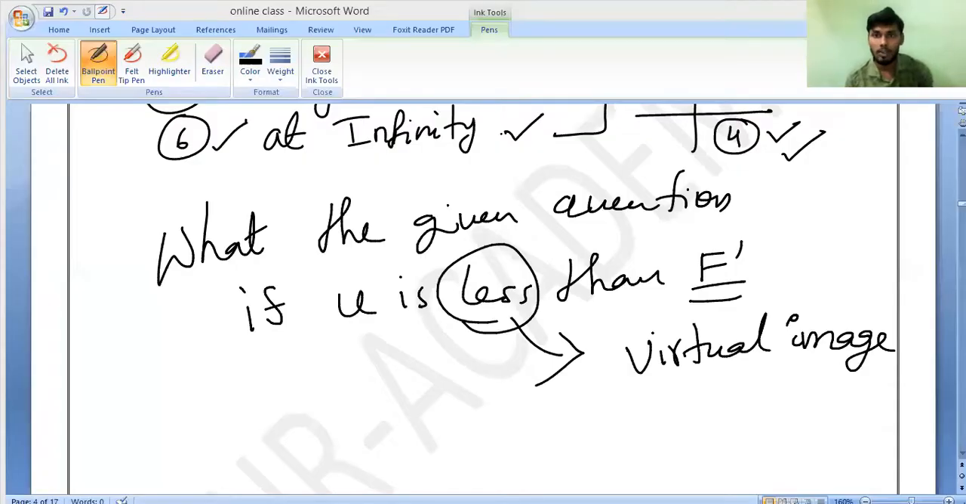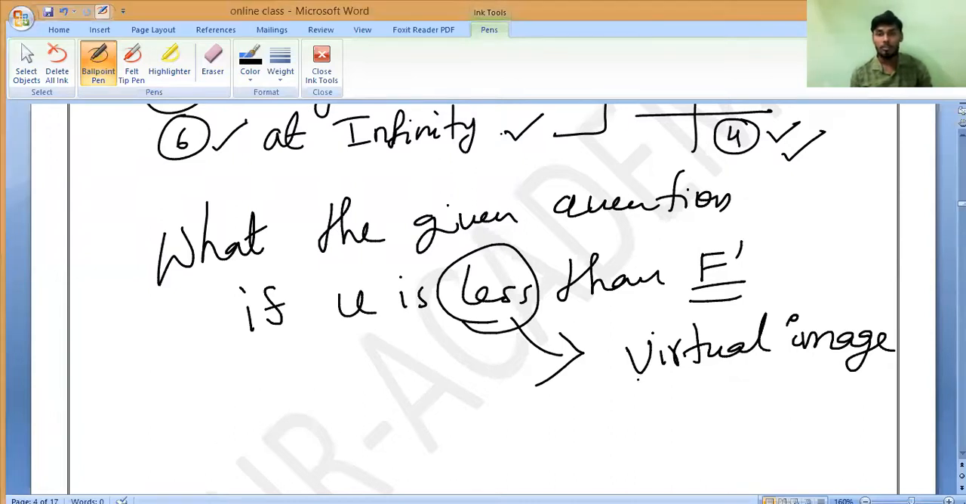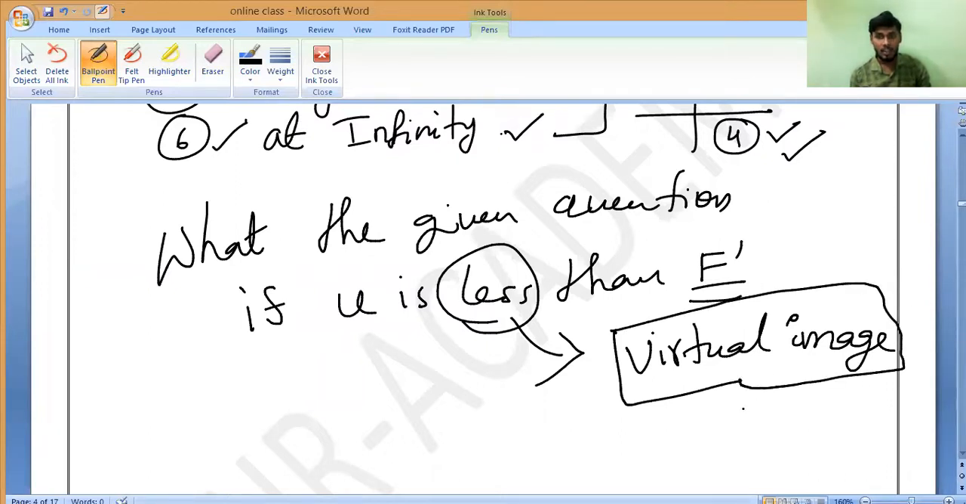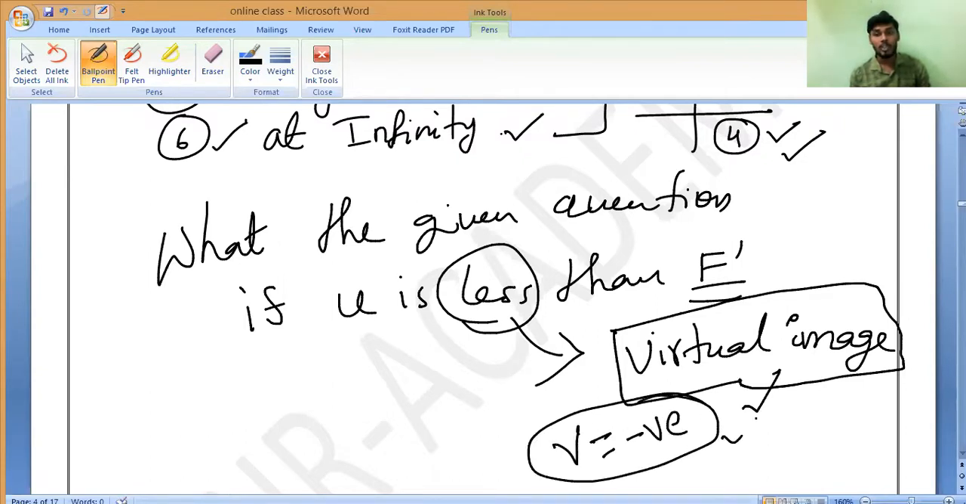Always remember, whenever you identify an object distance less than the focal length, less than f dash, our mind should immediately say the image formed is definitely a virtual image. And the image distance must come negative. Then you will get confidence. Yes, my answer is correct. That is what you should verify.